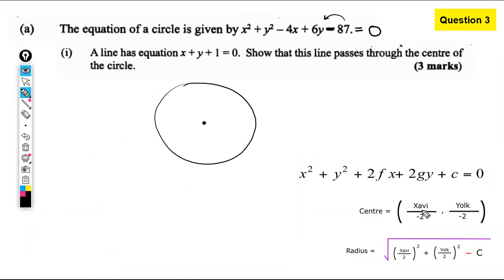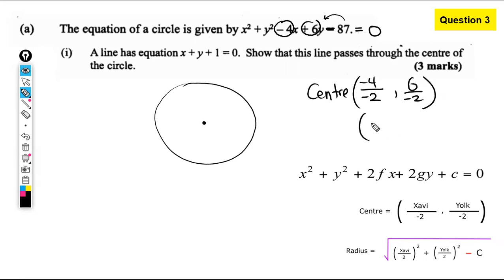So like I said, to get a center, we have to take the x-value and the y-value. The x-value is the number touching the x. So that's minus 4. And the y-value is the number touching the y. So what's the center? The center would be minus 4 divided by minus 2, and the other one would be 6 divided by minus 2. This would give us positive 2 and negative 3. So that's our center.